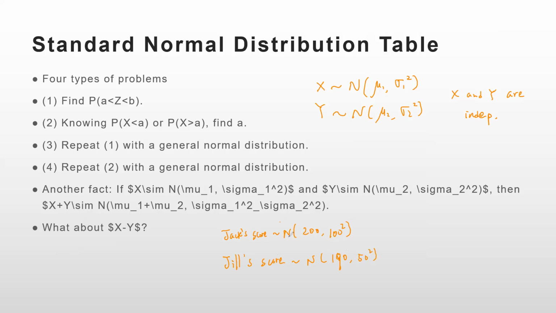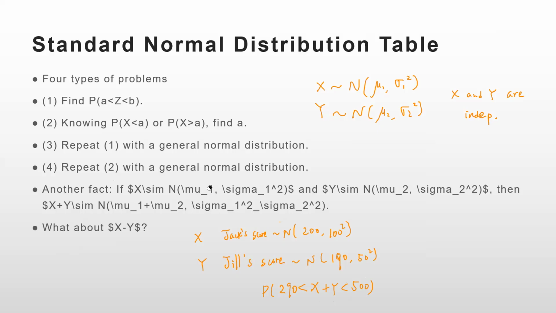And then you're looking for the probability that the sum of Jack's score and Jill's score together is in some interval. So let's call this X, call this Y. So we're looking for the probability that X plus Y is greater than, I don't know, 290 and less than 500. Those are random numbers. So if we want to do that, we need to use this other fact.